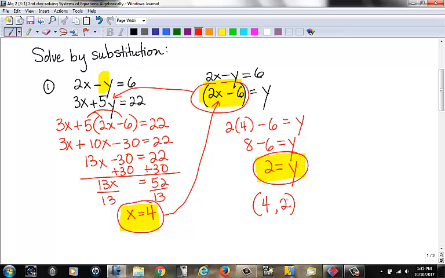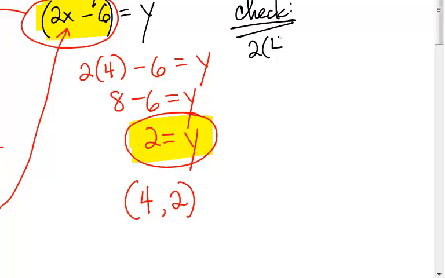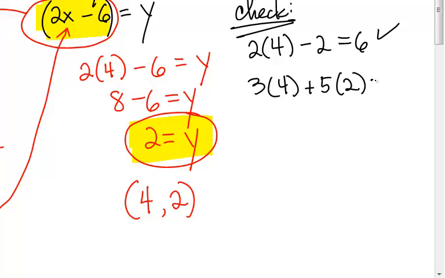And the critical part is that you check it. At least do a mental check. Even if you just say, okay, I'm going to sub back in, 2 times 4 minus 2 equals 6, 8 minus 2 equals 6, yeah, that checks. 3 times 4 plus 5 times 2 equals 22, 12 plus 10 equals 22, yeah, that checks. So there should be no reason to miss these. You should know before you hand it in whether or not you've got the right answer. It should check, even if you don't write it all down.